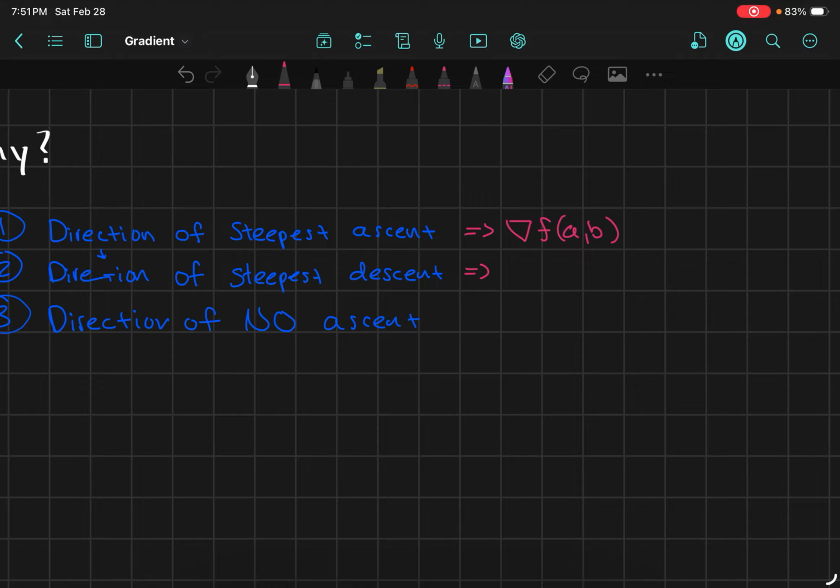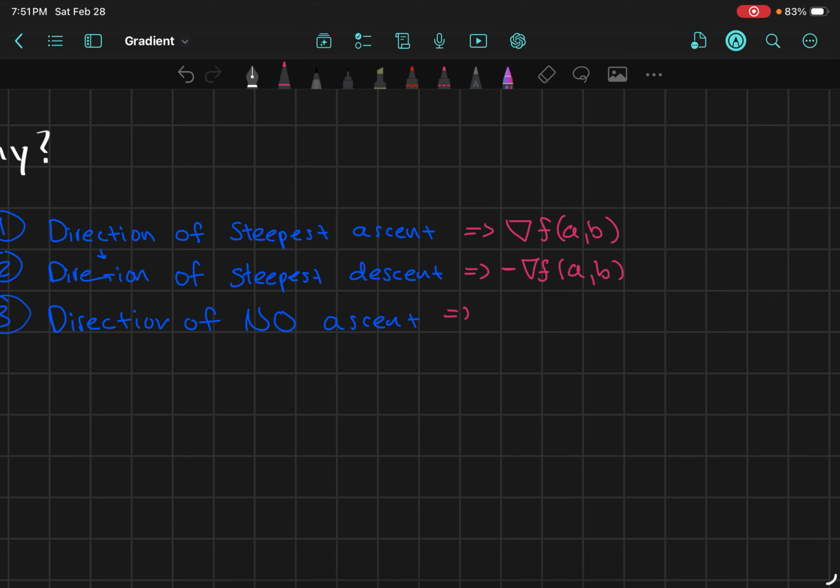The direction of steepest descent. Well, intuitively we can kind of understand that, what is descent? Well, it's the negative of ascent, right? I mean, it's the opposite. So, I mean, we can just intuitively understand that the steepest descent would be the gradient of f at that point a, b, the negative version of that.